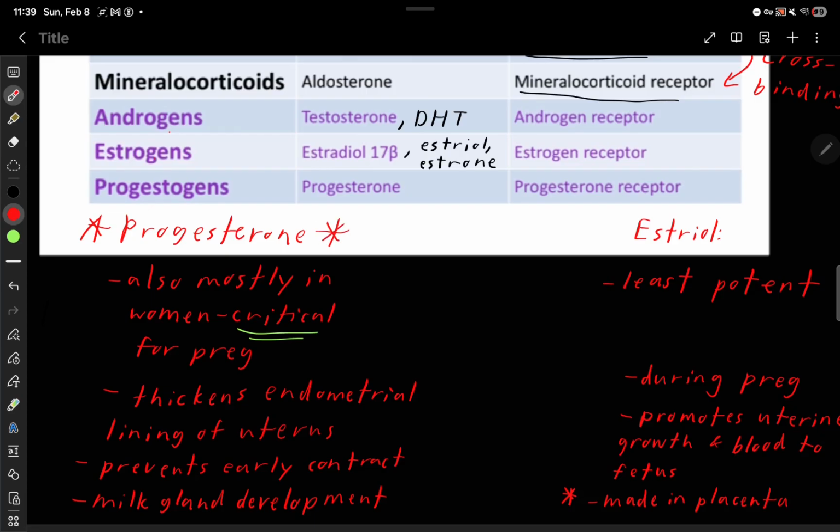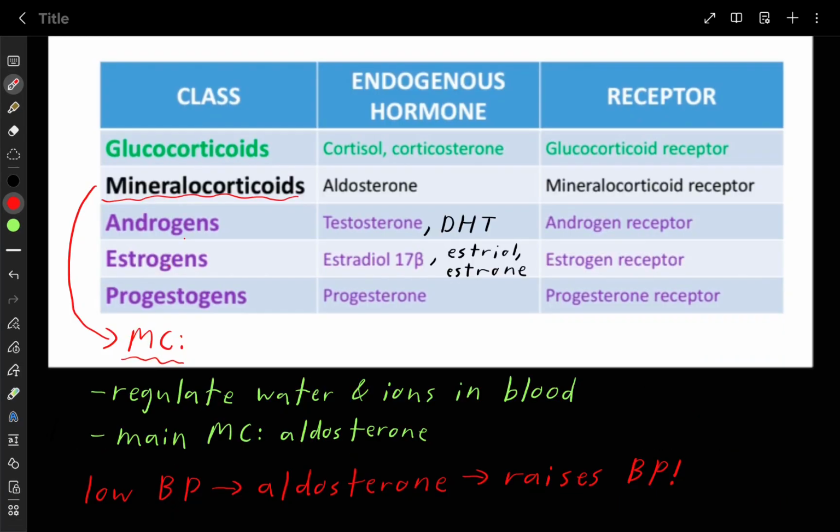It's critical for pregnancy. So it does all sorts of things, like it thickens the endometrial lining of the uterus, which is important for fetus development. It also helps prevent early contractions that can lead to premature babies or miscarriages. And it also helps develop milk glands so that they'll be ready for breastfeeding once the baby is born. It does other things as well, but these are some of the highlights. So that summarizes the types of sex steroids and their functions.